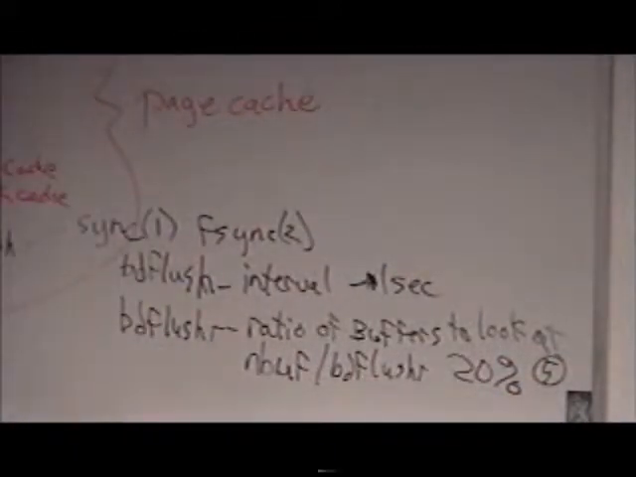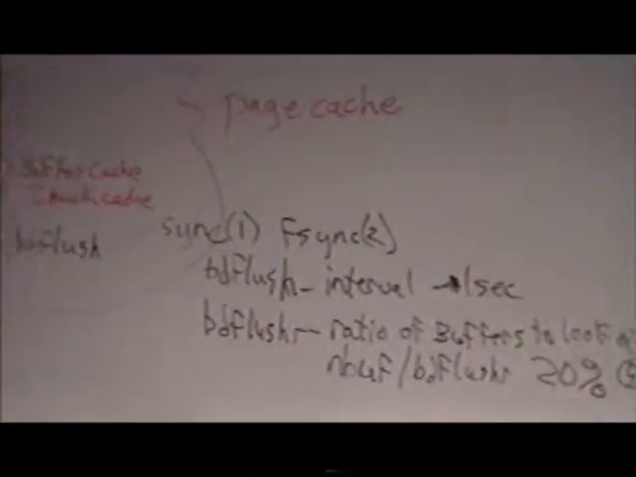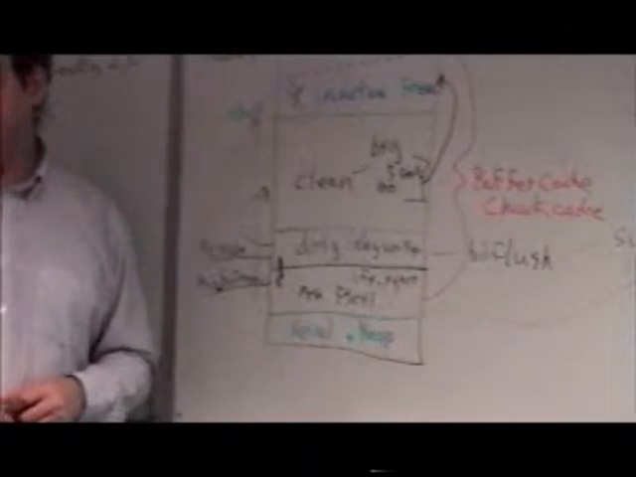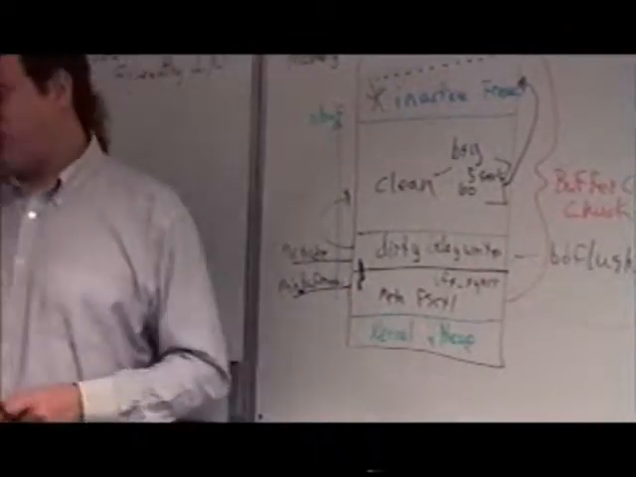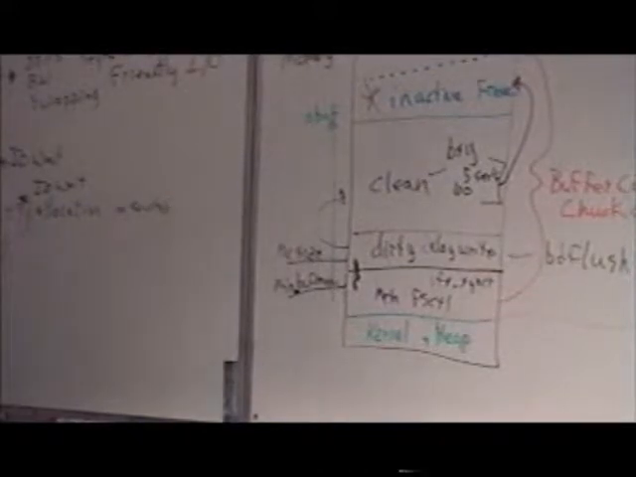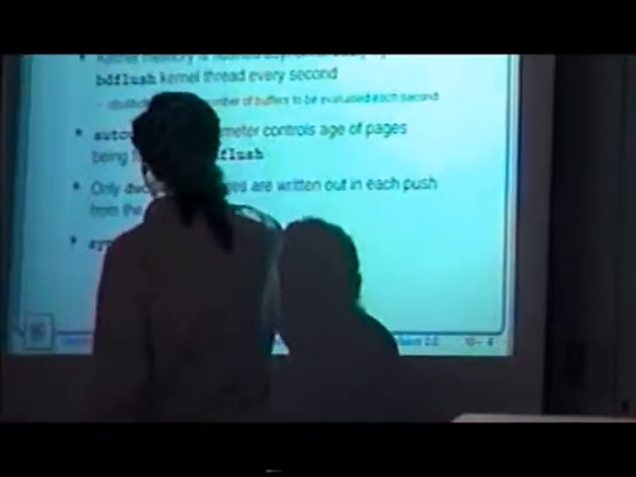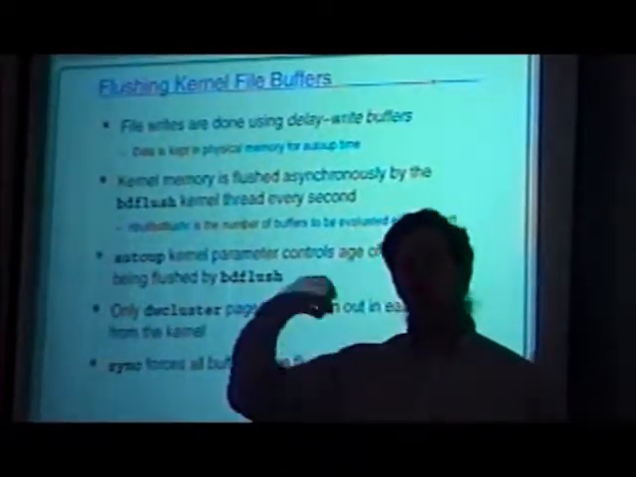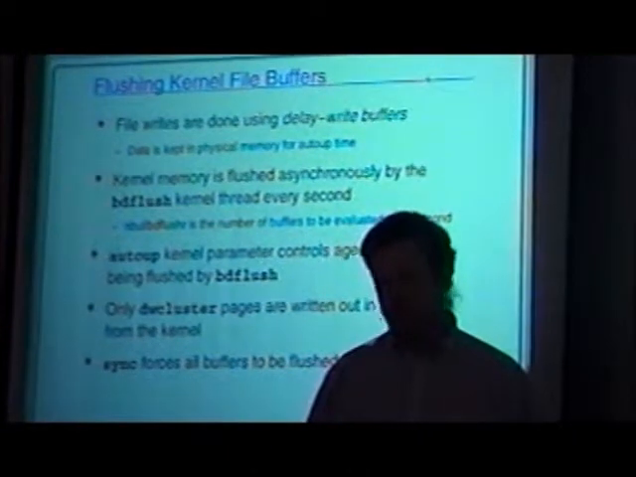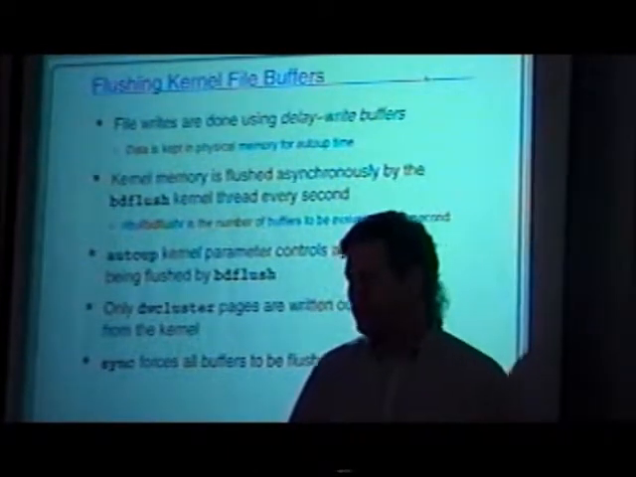It's set to a 5. It comes out to be 20%. So I'm going to evaluate 20% of my nbufs every second. Now when I evaluate them, I've got to come up with a standard, and that is the next parameter called AutoUp. And AutoUp says, what is the age of the data before I flush it off to disk? And that is a default of, it should be, 10 seconds.